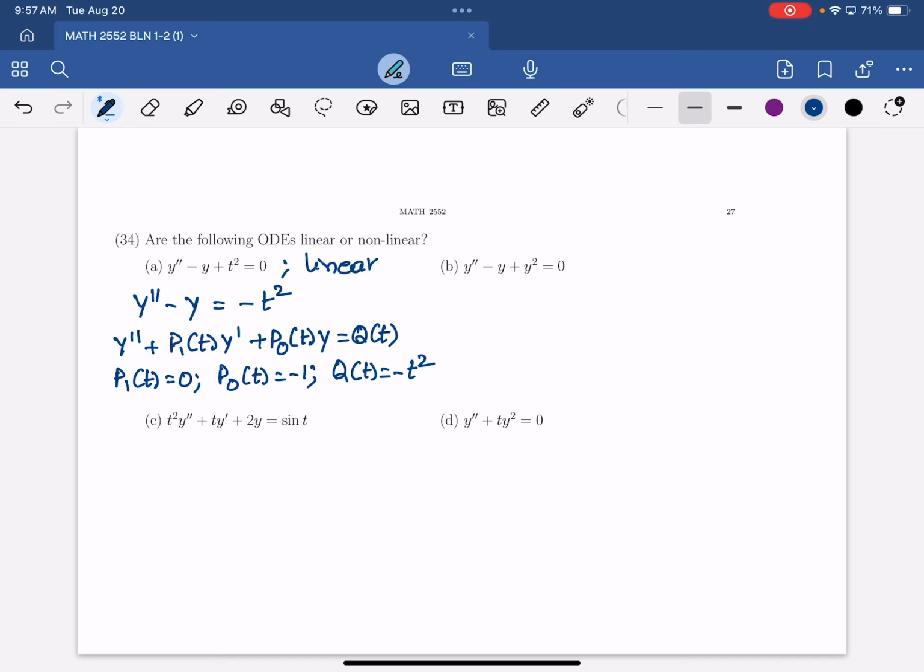Is that clear? The coefficient of y double prime is 1, p1 of t is 0, p naught of t is negative 1. The right side is purely in terms of t. So that's why it is a second order linear ordinary differential equation. Clear?